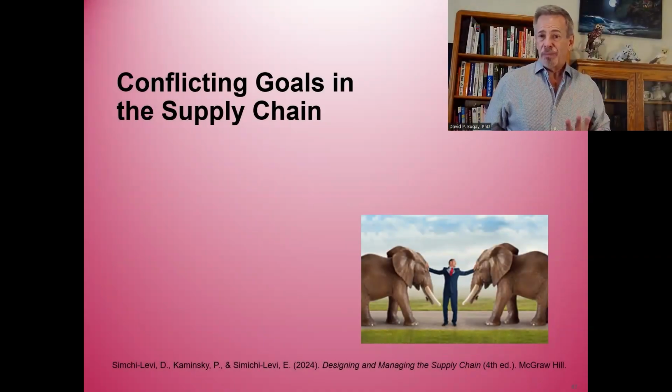Let's look at the overall problem. This is really going back to the bullwhip effect of having conflicting goals in the supply chain. You have everybody along the line, they all have their goals. They all want to make certain they reduce their inventory. They all want to make a profit.